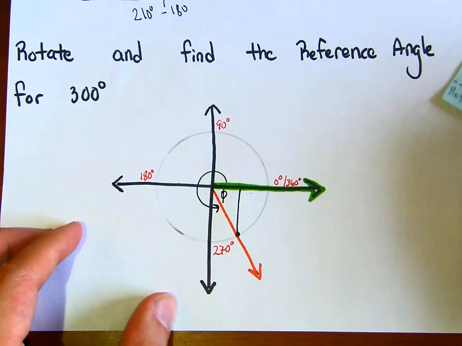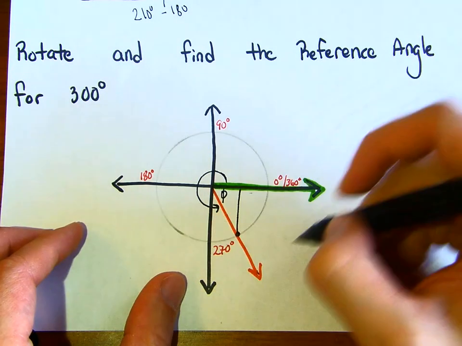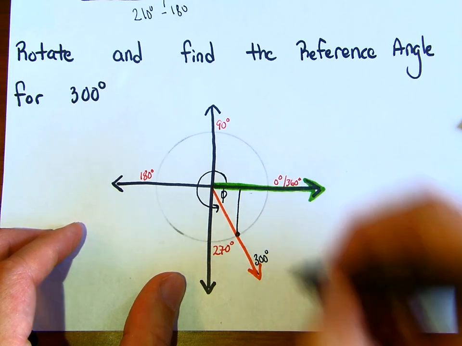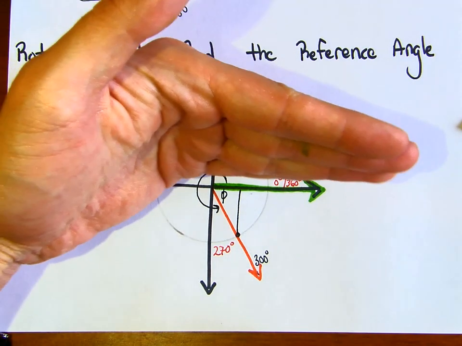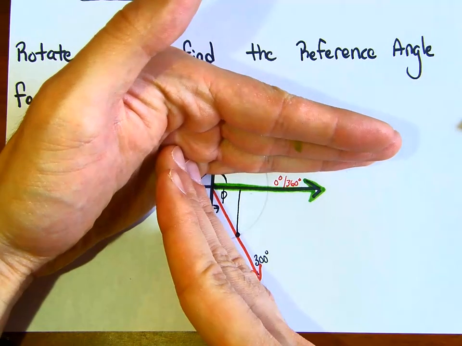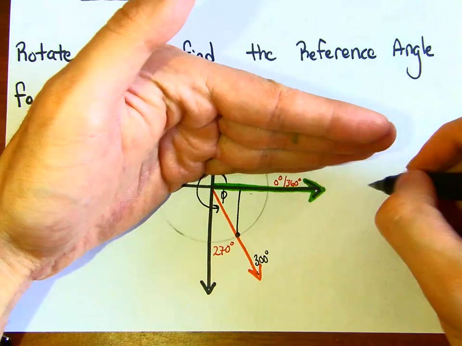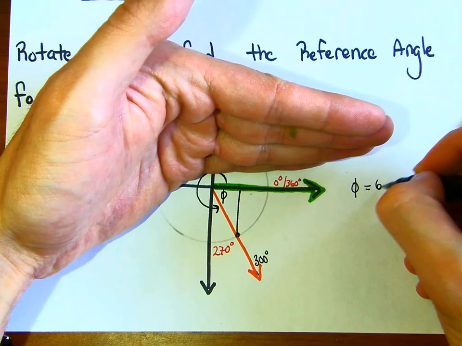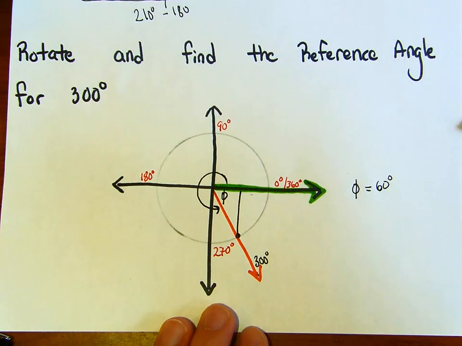So let's see how clever you are. Notice that the rotation was 300 degrees. So the question you should ask yourself is, what's in between 360 and 300? How much is in between over here? This phi should be 60 degrees. That should be the reference angle. Okay?